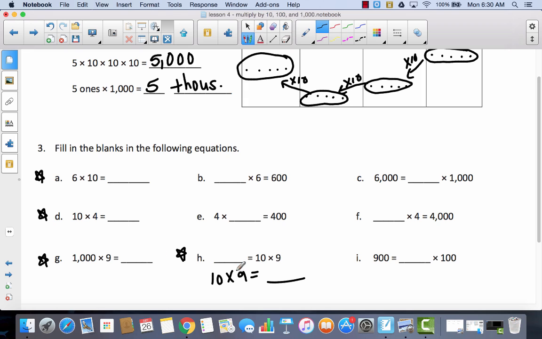I want you to pause the video and do these 4 that I've starred for all by yourself. If you feel confident, do the rest too if you want to. But if you feel a little not quite so sure and you only want to do these 4, try these 4. Let's go ahead and pause the video and see what you come up with.